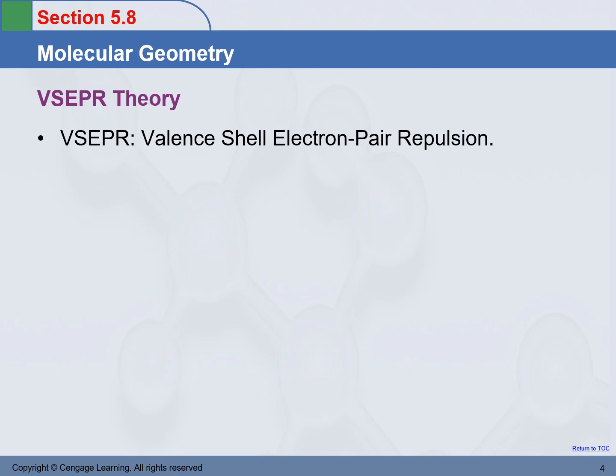VSEPR is the shortened form for valence shell electron pair repulsion. Well, I don't like the electron pair very much. Let's consider it as electron group.